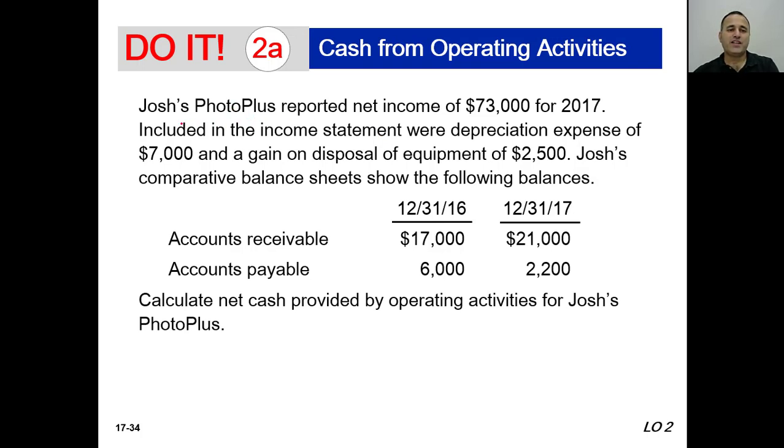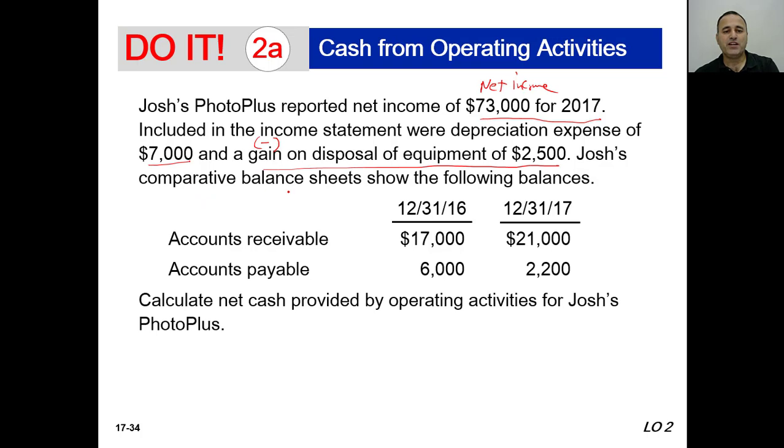Okay, now let's do an example. Josh reported net income of $73,000 for 2017. So this is net income for 2017. Included in the income statement were depreciation expenses of $7,000. So this is depreciation expense, and a gain of disposal of assets. So this is gain. So it will be deducted.